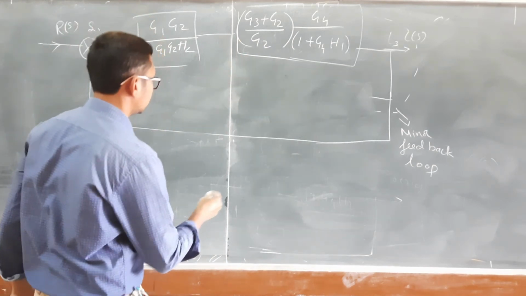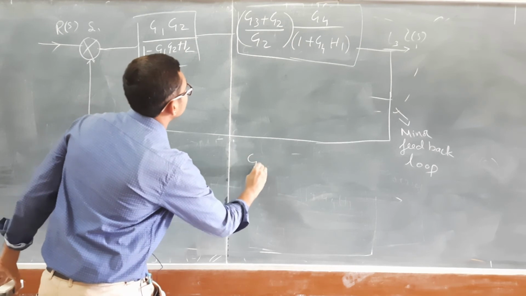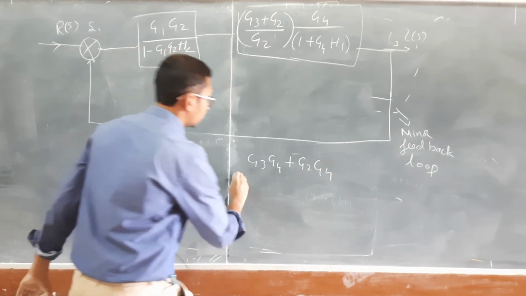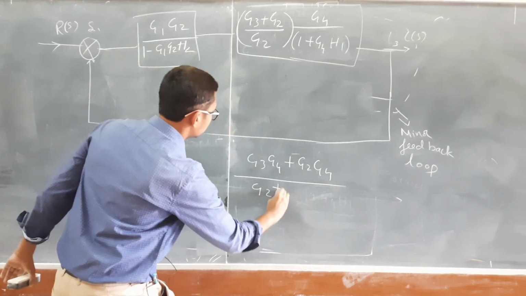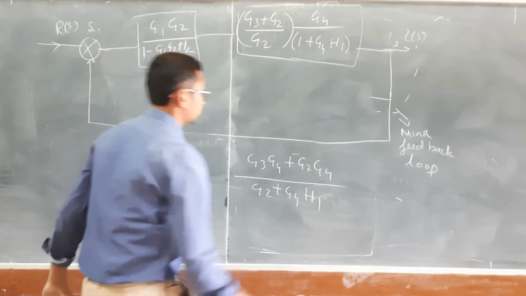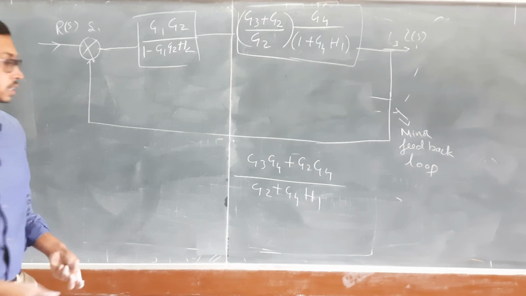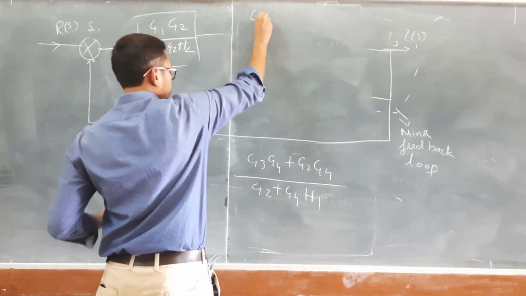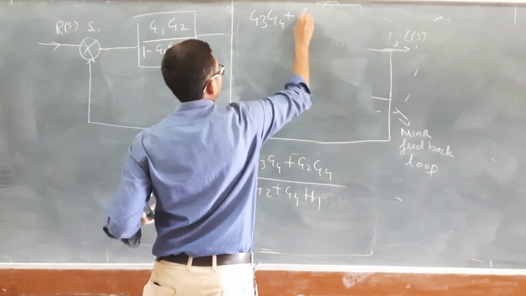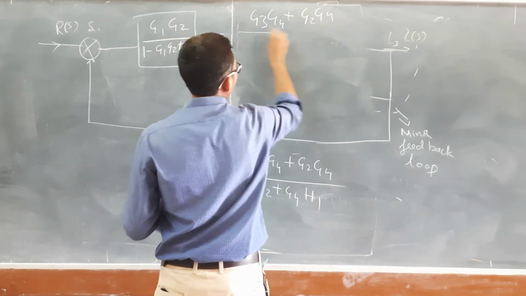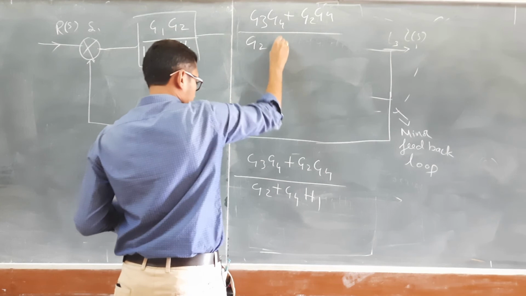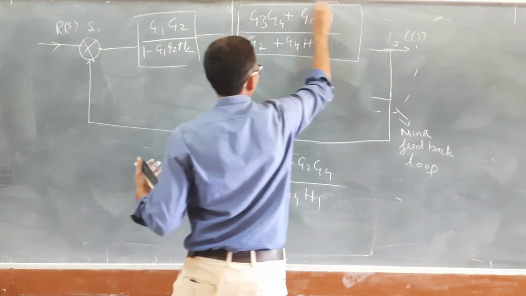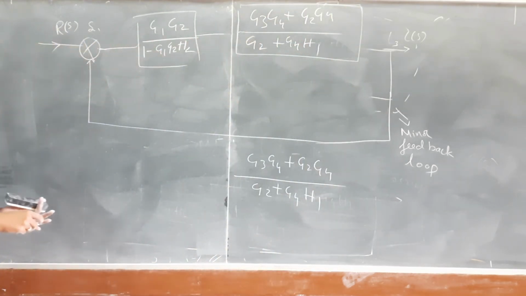After simplification, this can be written as G3 G4 plus G2 G4 divided by G2 G4, okay, so this did the multiplication. So this can be written as G3 G4 plus G2 G4 divided by G2 plus G4 H1. Okay, this is after the simplification I did.